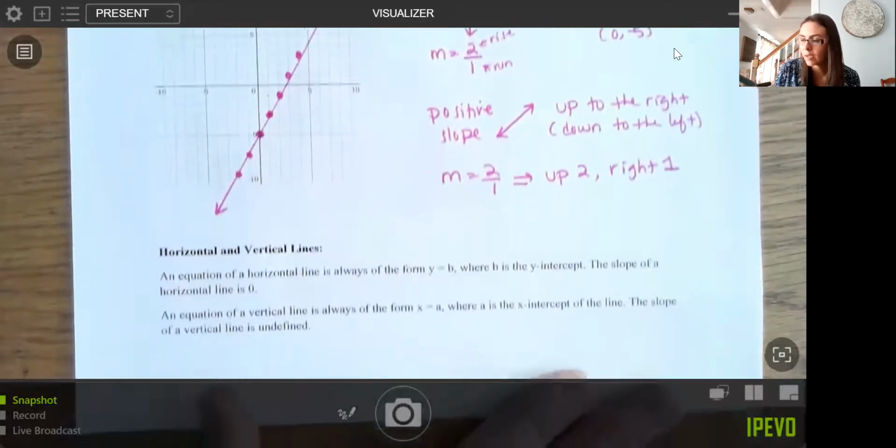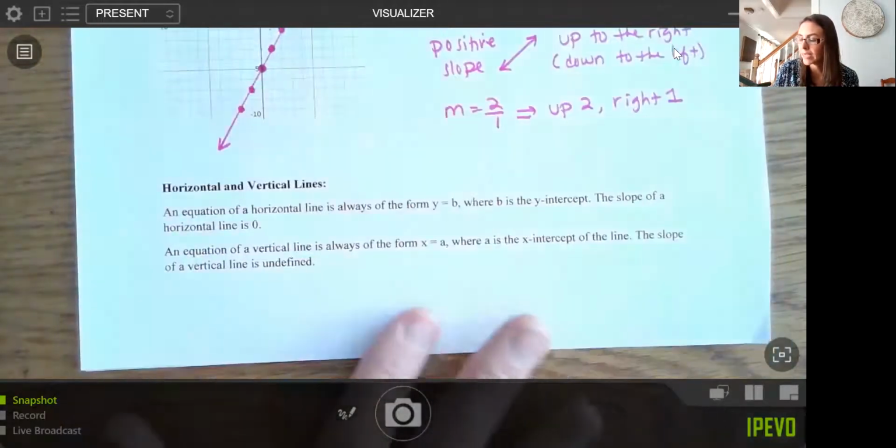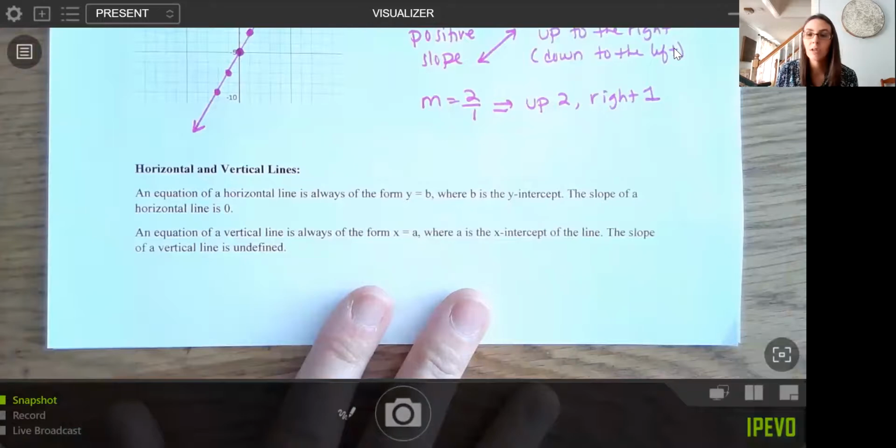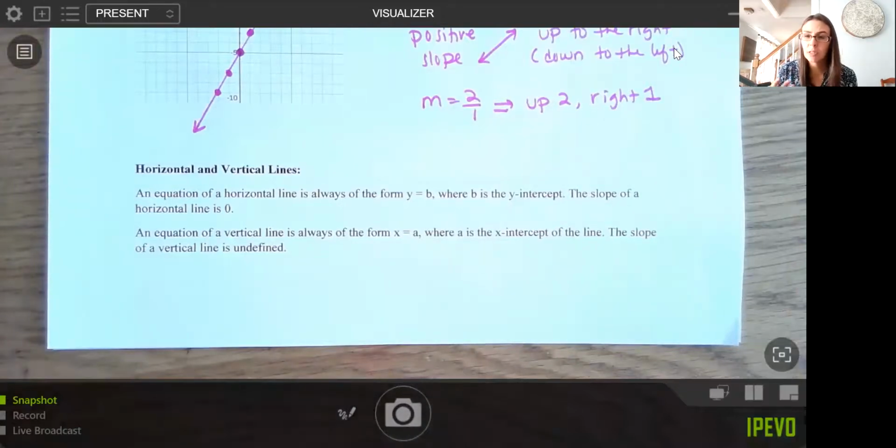Now, I do want to talk about a couple of exceptions here. So you have horizontal and vertical lines. These are more of exceptions. They're actually a lot easier to work with, so you don't usually need to go through the full process. An equation of a horizontal line is always of the form y equals b, where b is the y-intercept. And remember, the slope of a horizontal line is 0. The equation of a vertical line is always of the form x equals a, where a is the x-intercept of the line, and the slope of a vertical line is undefined.